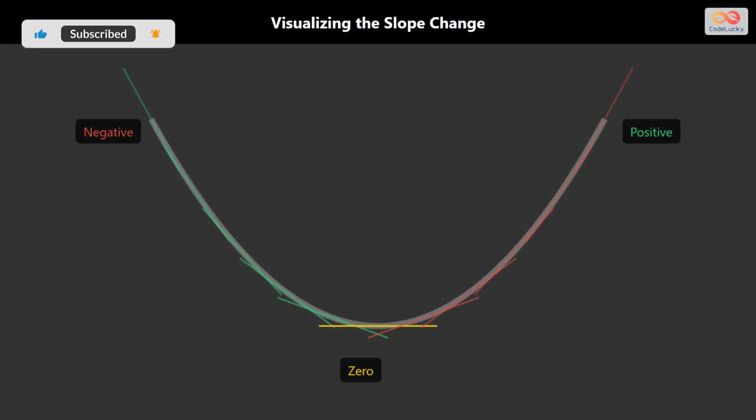Watch how the tangent lines behave. On the left, the red lines slope down. As we sweep across the bottom, it flattens out to yellow. Then, on the right, the green lines slope up. This transition from negative to positive is the signature of a valley.